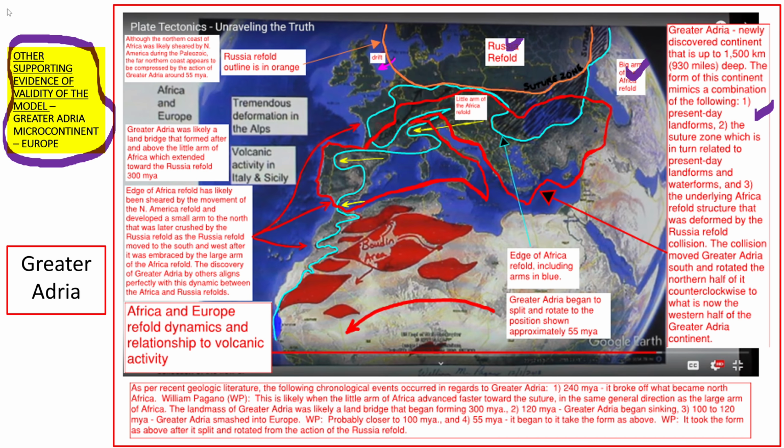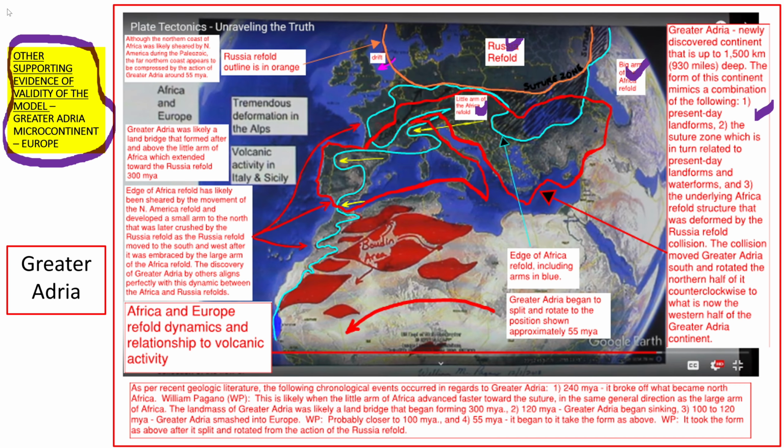That's the thing that embraced and pulled in the Russia refold, brought it south and west and sheared. As you can see, those yellow arrows below sort of sheared the land and crushed that little arm of Africa, I call it, outlined in blue. Okay, and then it snapped the Greater Adria microcontinent in half, and it looks like a top hat. See, the left section used to be on top. It fits nicely into the right section.